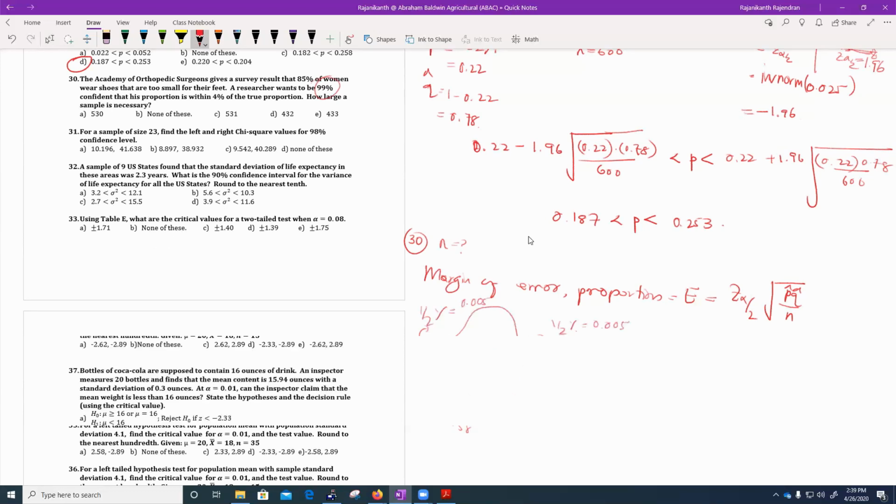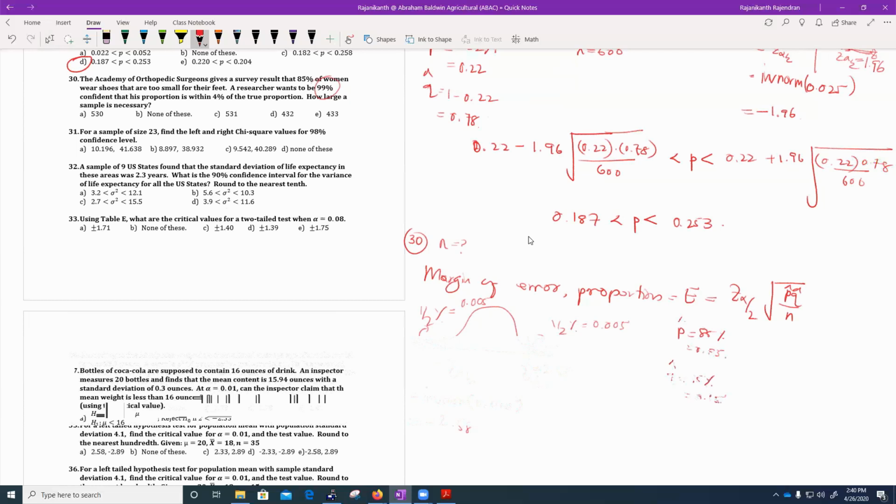The P hat for this problem is, so P hat is 85% of the women say yes for their survey. Therefore, P hat is 85%. That is 0.85. Therefore, Q hat should be the remaining 15%. That is 0.15.